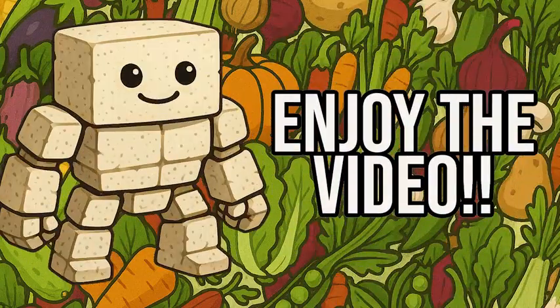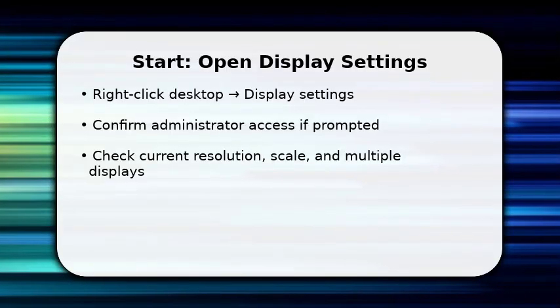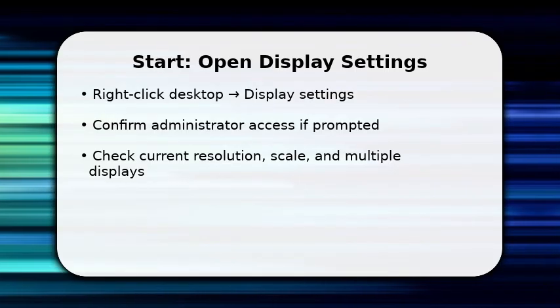Please enjoy the video. You begin by opening Display Settings. Right-click the desktop and choose Display Settings. You need admin rights only if system policies block changes, otherwise you can proceed.